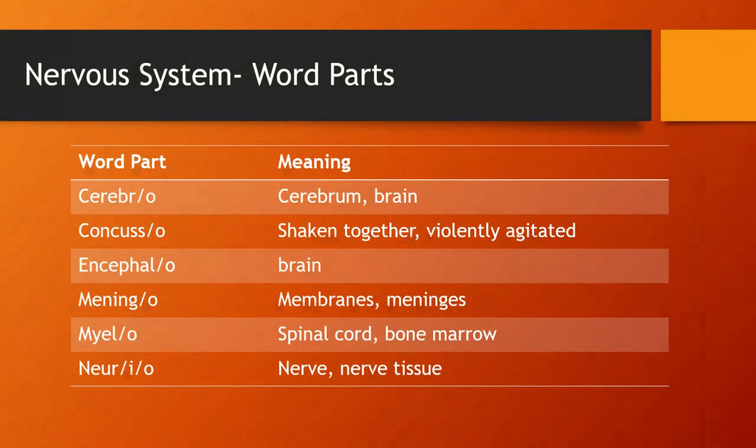Next, let's look at word parts of the nervous system. The word part for cereb means cerebrum or brain. If you see the O there, that connects the word part to the other part of the word, which may be a prefix or a suffix.